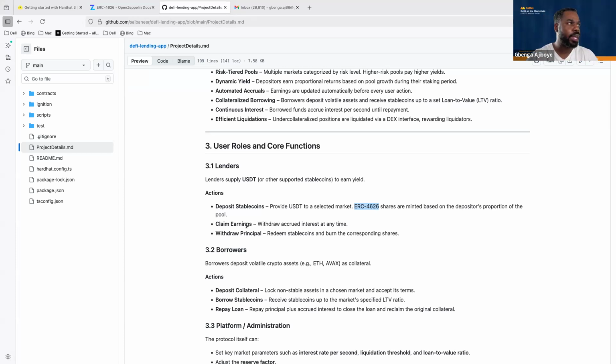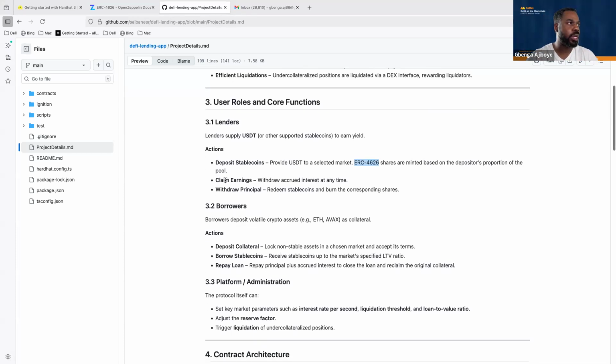Also, we allow the lenders to claim earnings. Like I mentioned, the interest can grow when there's a repayment. And I think I'm going to maybe dive deep into that a little bit towards the end.